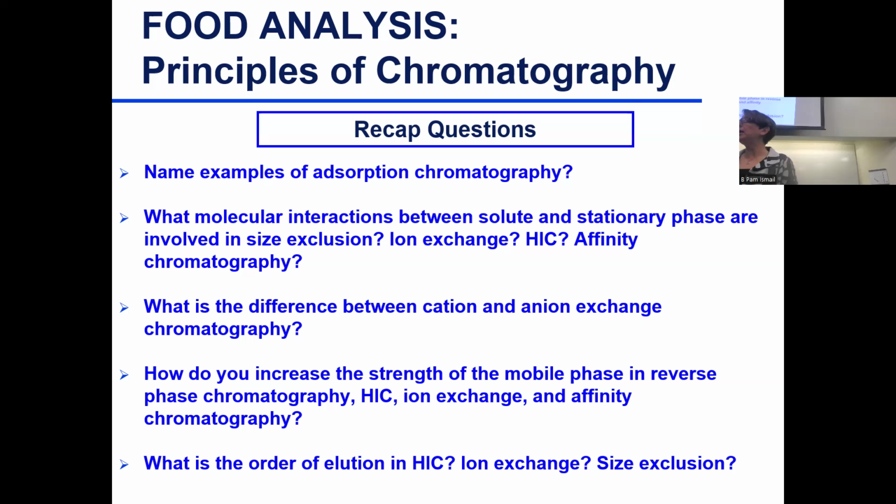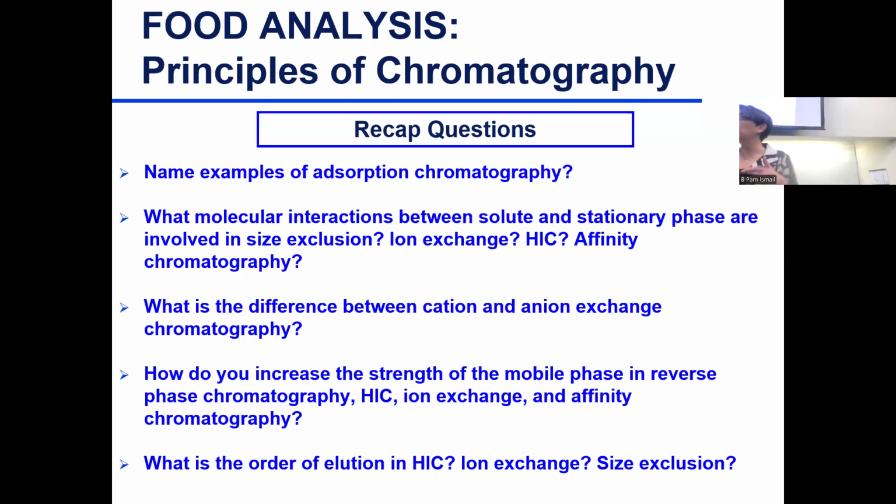Yeah, so it's separation based on size. There's no molecular interaction. So your mobile phase is constant, a buffer that your solutes can dissolve in. So you don't change it, you run isocratic elution. Okay, so what's the order of elution in HIC?